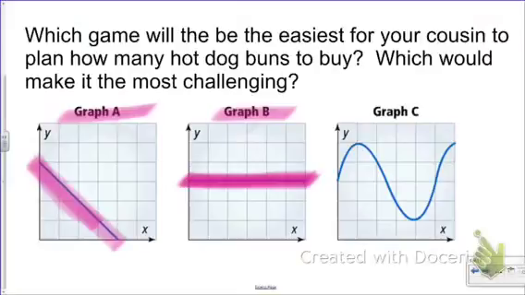I would believe graph C is going to be the most challenging because you don't know exactly how many people are coming in. It's really hard to predict. So graph C is definitely the most challenging.